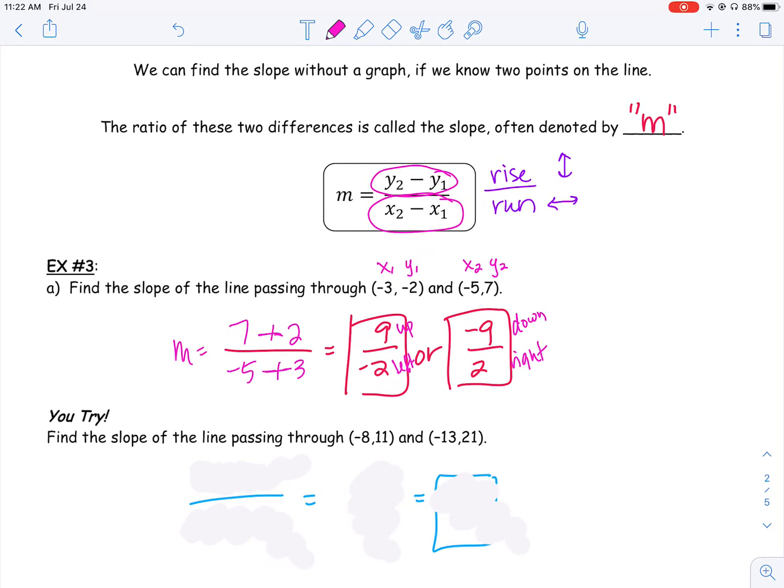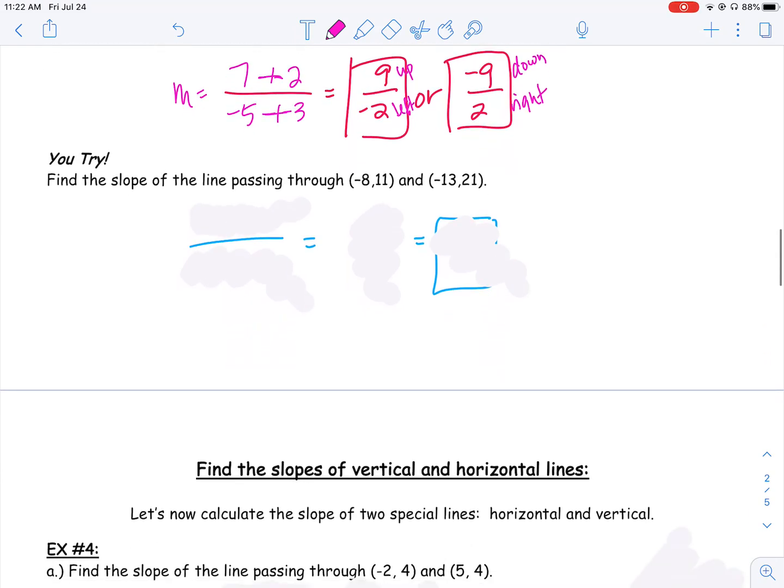Why don't you try one? See if you can find the slope between the points -8, 11 and the point -13, 21 without having to graph it.